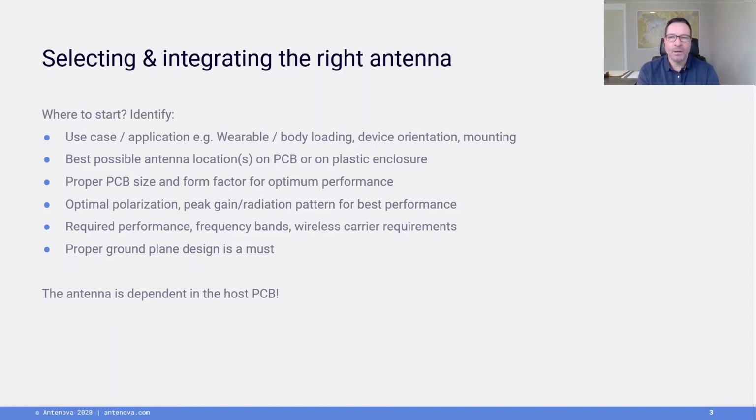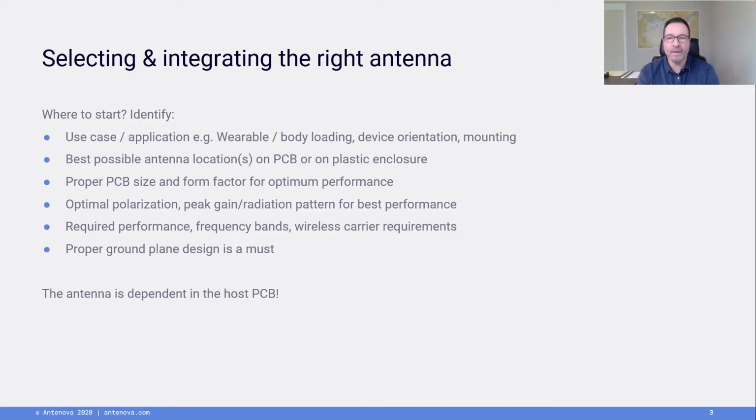You need to identify the polarization. What is the key or the best polarization for the application? Where would you like to have peak gain, radiation pattern for the best performance? Required performance: what frequency bands? What wireless carriers? What subcategory classification, especially in cellular? And proper ground plane design.